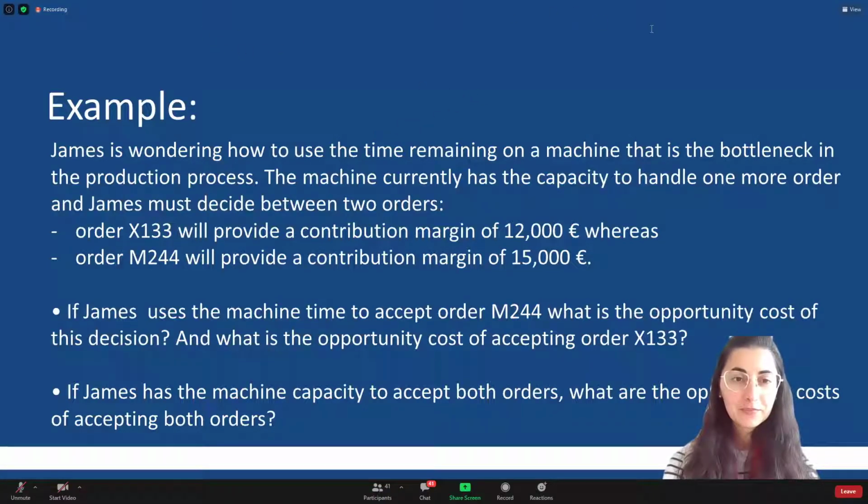I think that in this case, with this information, there are no opportunity costs. Remember, we only have opportunity cost when there is limited capacity, when we have limited resources available. There is a constraint in the availability of resources. In this second option, if they have the capacity to accept both orders, they don't need to give up any other option. They can accept both. So there is no opportunity cost. Excellent. Very good. Any questions?